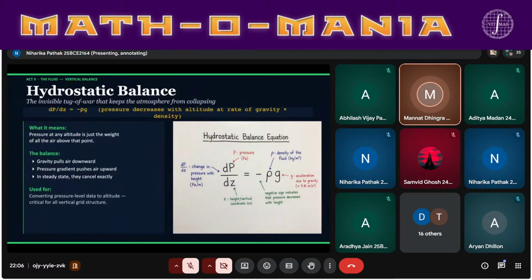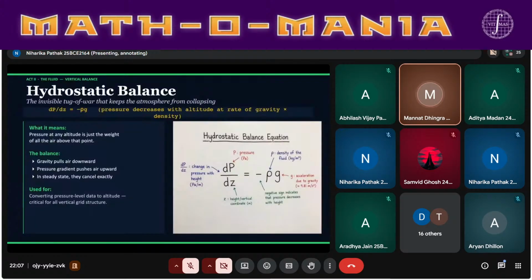Now in the equation, as I mentioned, pressure and gravity are balanced, and from that we get the equation. Over here there's dp by dz. Pressure is changing with respect to height, not with respect to time, right? P is pressure, whose unit is Pascal. Z is height, or the vertical coordinate, whose unit is meter.